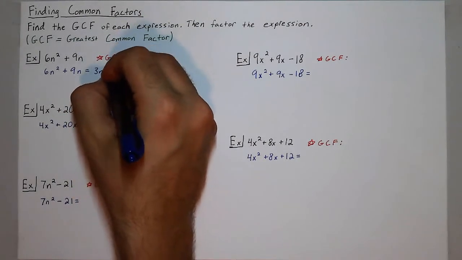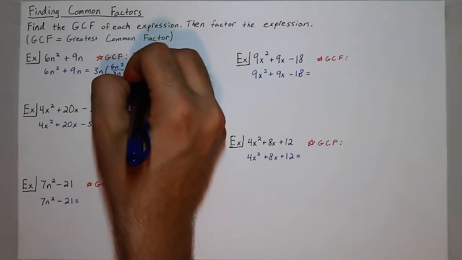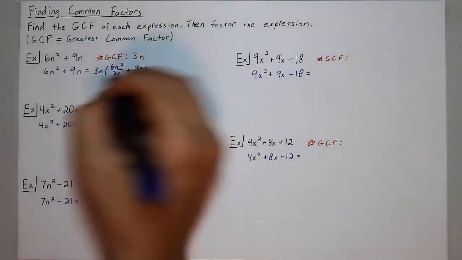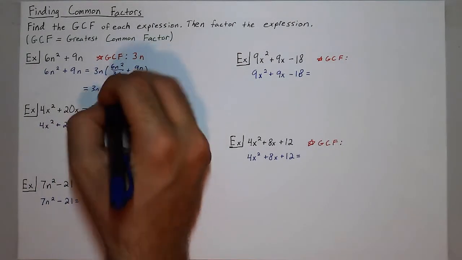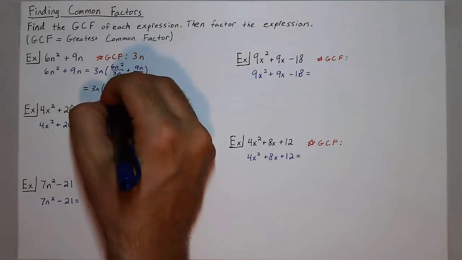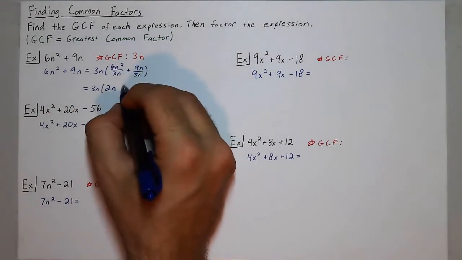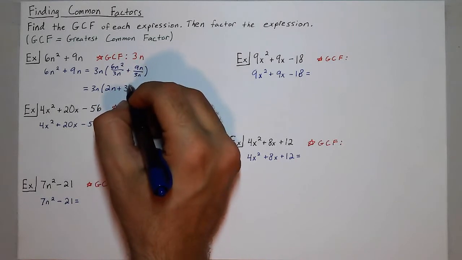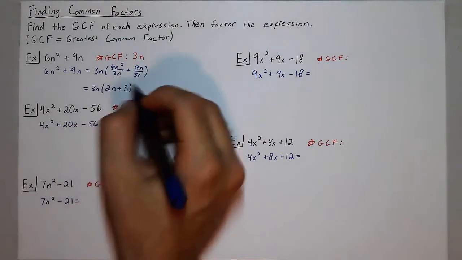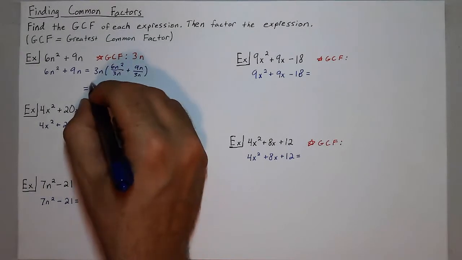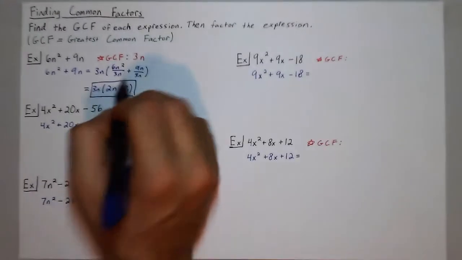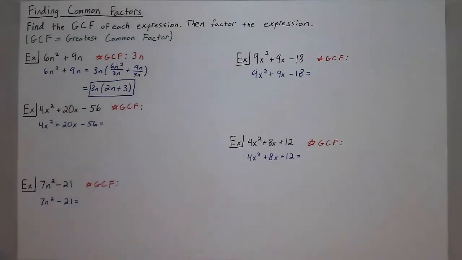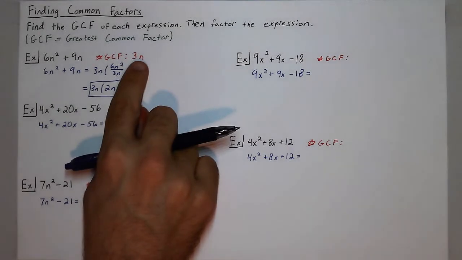So I would think of this as 6n squared over 3n plus 9n over 3n, giving me 3n times, we have 6 divided by 3, which is 2, n squared divided by n, which is n, 9 over 3, which is 3, and then n over n cancels, giving me 3n times 2n plus 3. Now, for the rest of these examples, you won't see me divide by this factor every single time, but I just want to show you that that's essentially what's happening when you factor out a variable as well.